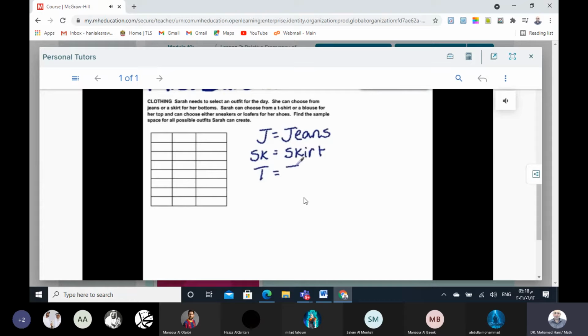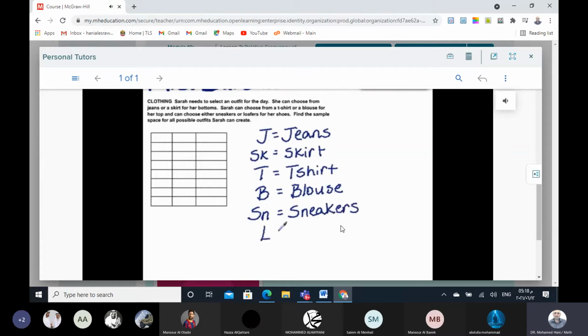So let's let T equal t-shirt, or she can choose a blouse. So we'll let B equal her blouse. And then for her shoes, she's either going to select sneakers. Let's let SN stand for her sneakers. Or she can choose loafers. So let's let L equal her loafers.